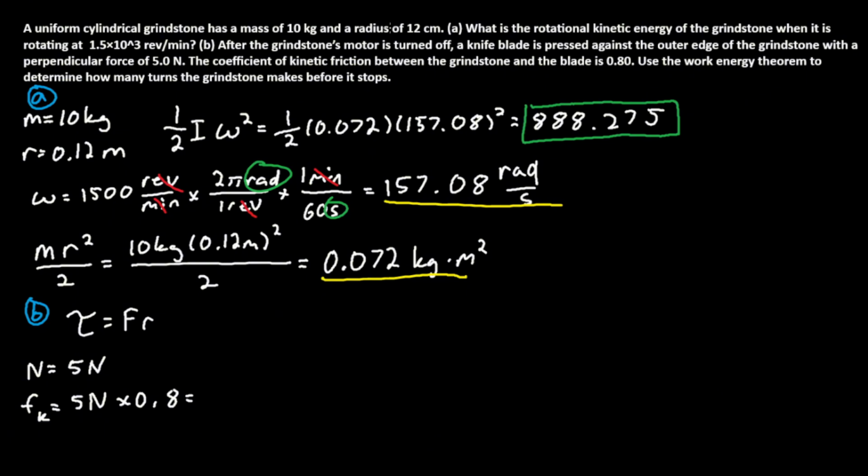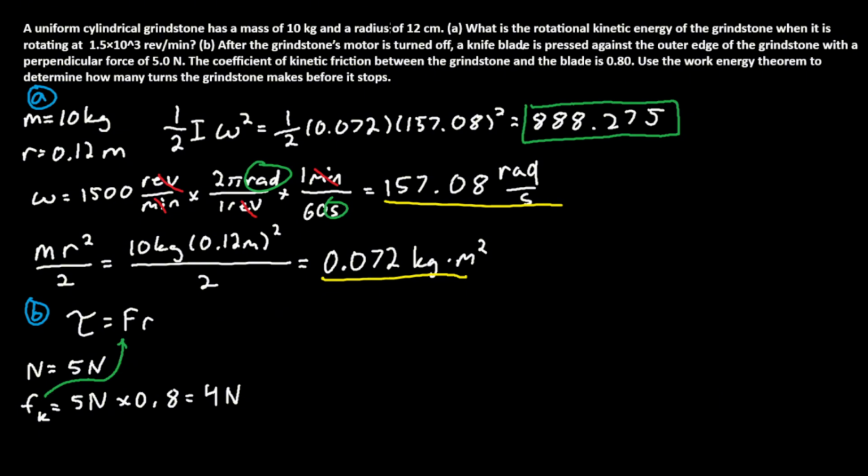Frictional coefficient. There we go. I guess that makes sense. So 5 times 0.8 is equal to 4 newtons. Therefore, your friction force is 4 newtons. And that friction force is what's actually opposing the grindstone's movement. So the friction force is what we're actually going to use in our torque formula. Well, how about the radius?